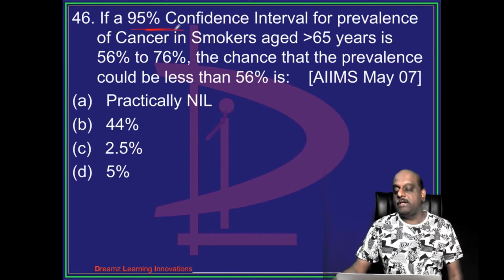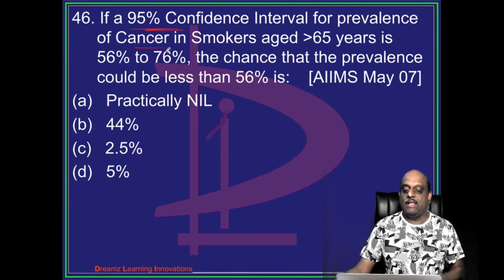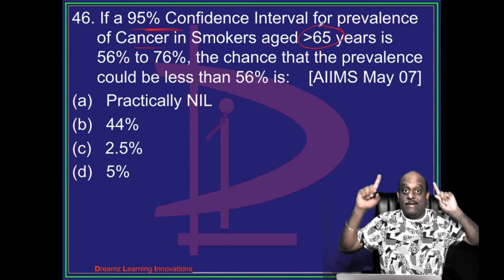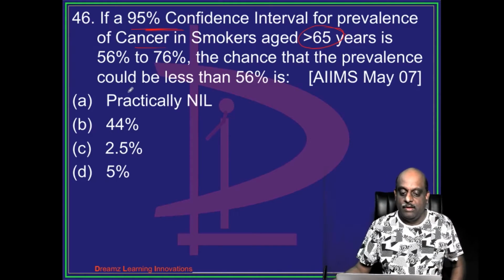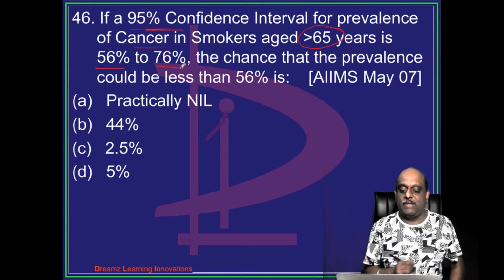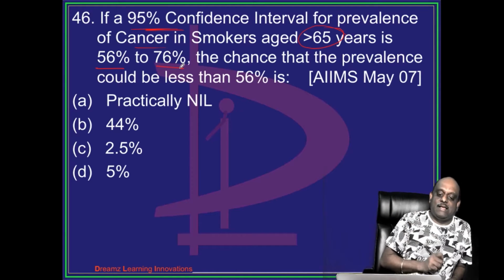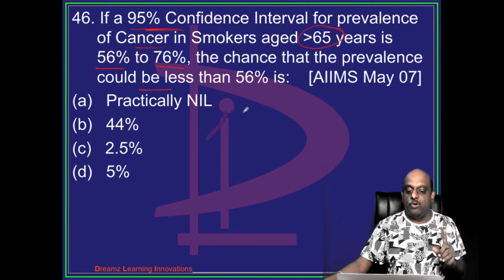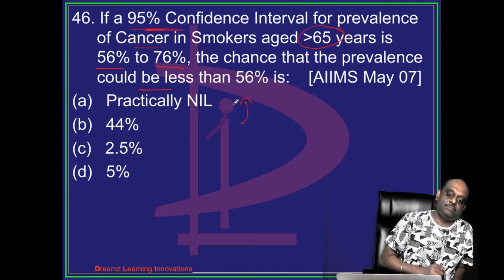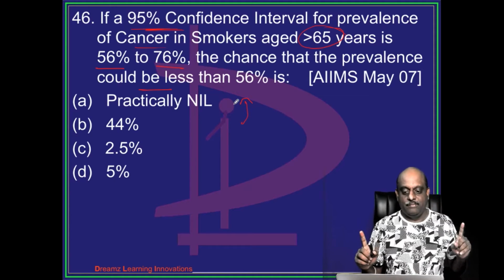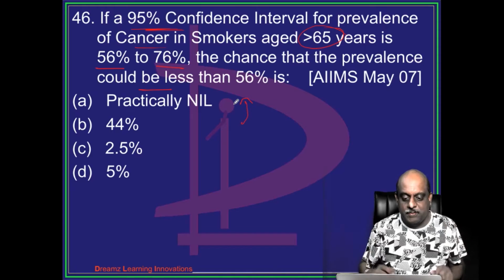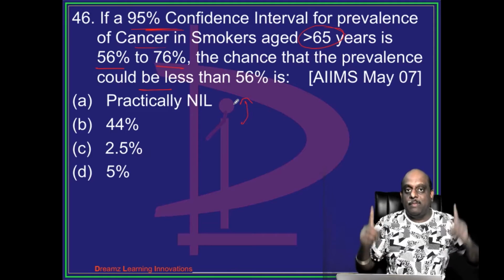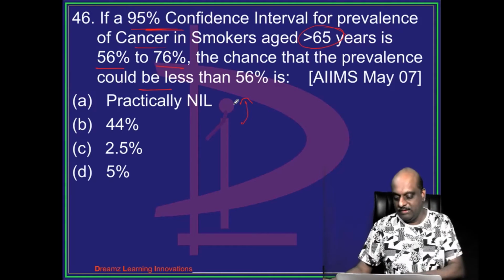If the 95% confidence interval for the prevalence of cancer in smokers aged more than 65 years is 56% to 76%, now the examiner is asking a beautiful question. What is the chance that the prevalence could be less than 56%? The confidence interval is falling between 56 and 76%. What is the chance of the prevalence being less than 56%? Beautiful question.